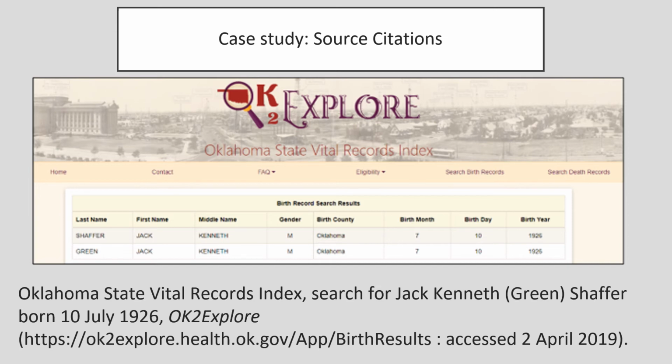So the citation reflects the results, not the original record, which the client will need to order because they're next of kin. So I simply cited what I saw on the website, that this was the Oklahoma State Vital Records Index, a search for Jack Kenneth Green Schaefer, born 10 July 1926, and there's the website, OK2 Explorer, with the URL and the date of access.